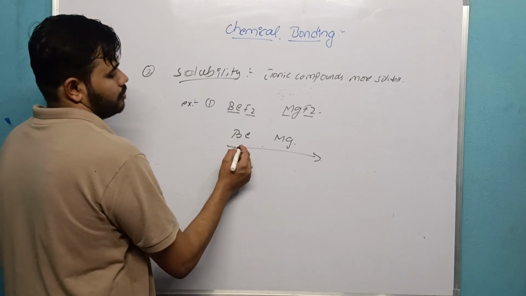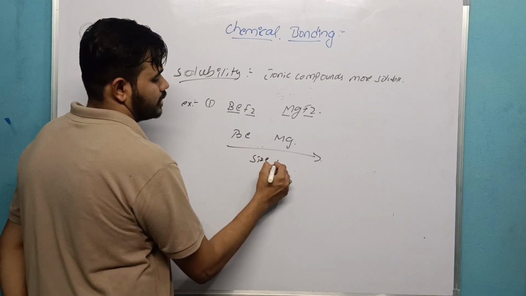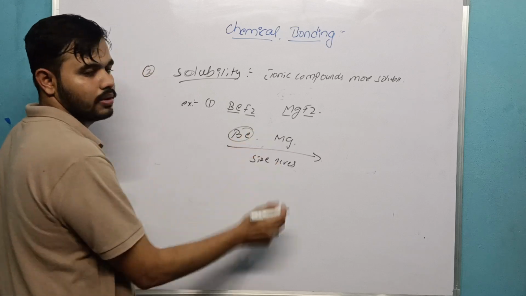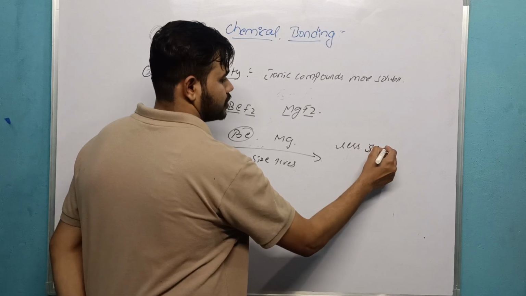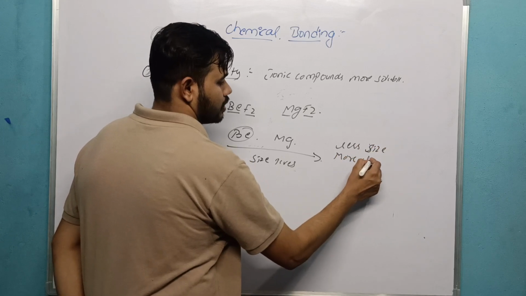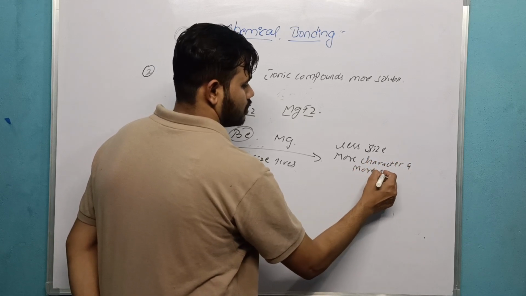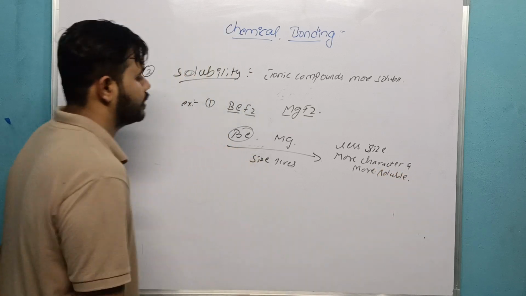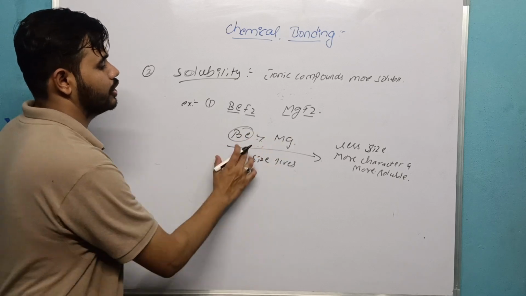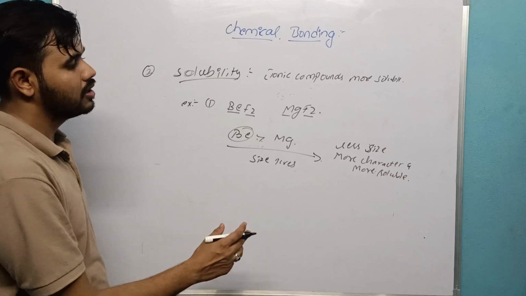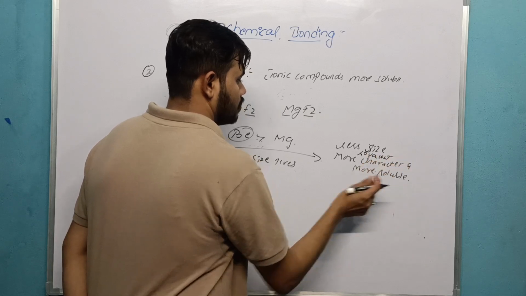Sorry. Beryllium and magnesium, between these two, as we move down the group, size increases. So beryllium will have less size, which means more covalent character and more soluble. Here beryllium is having less size compared to magnesium, so it is more soluble. More soluble means more covalent character.